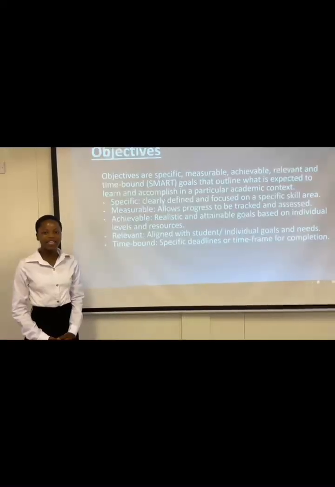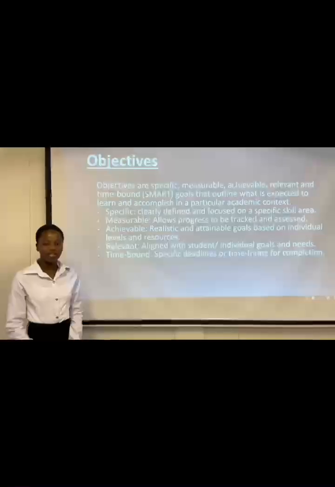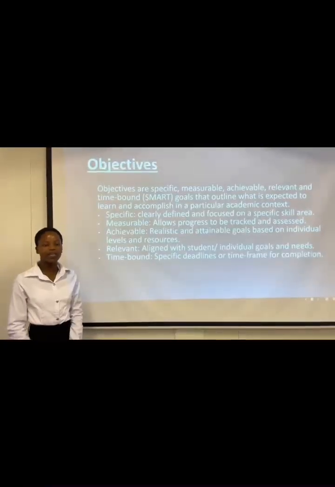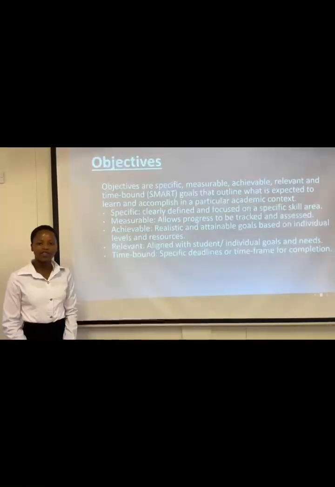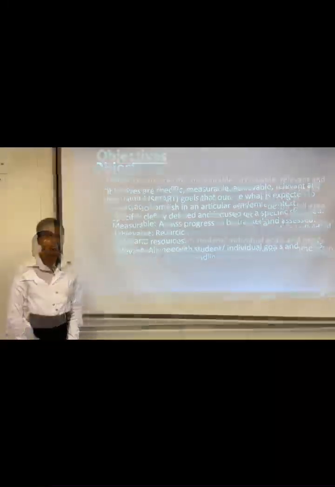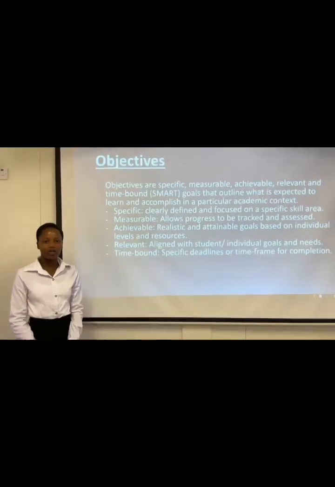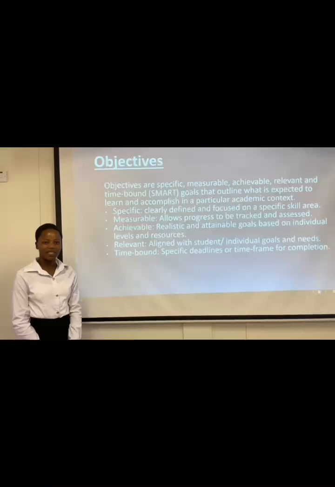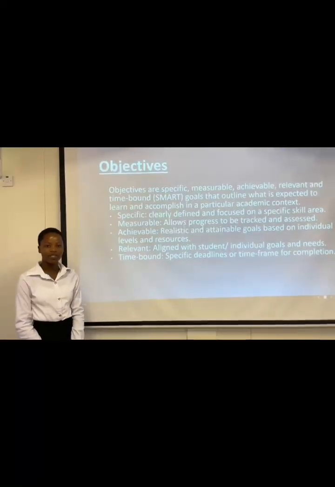Specific, clearly defined and focused on a certain skill area. Measurable, allows progress to be tracked and assessed. Achievable, goals have to be realistic based on individual resources. Relevant, they also have to align with individual goals and needs. Time-bound, specific deadlines or time frame for completion.